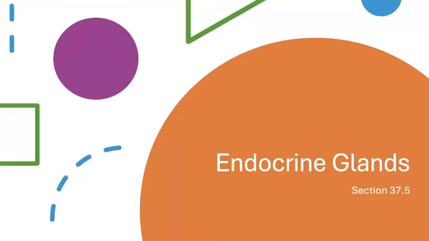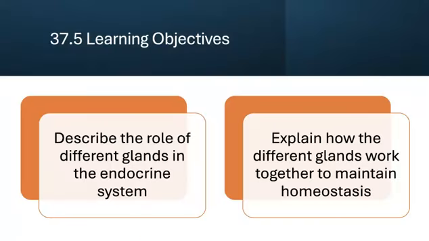Hello and welcome to our last section video for chapter 37, where we are going to discuss the endocrine glands in section 5. Our learning objectives are to describe the role of different glands in the endocrine system and explain how the different glands work together to maintain homeostasis.